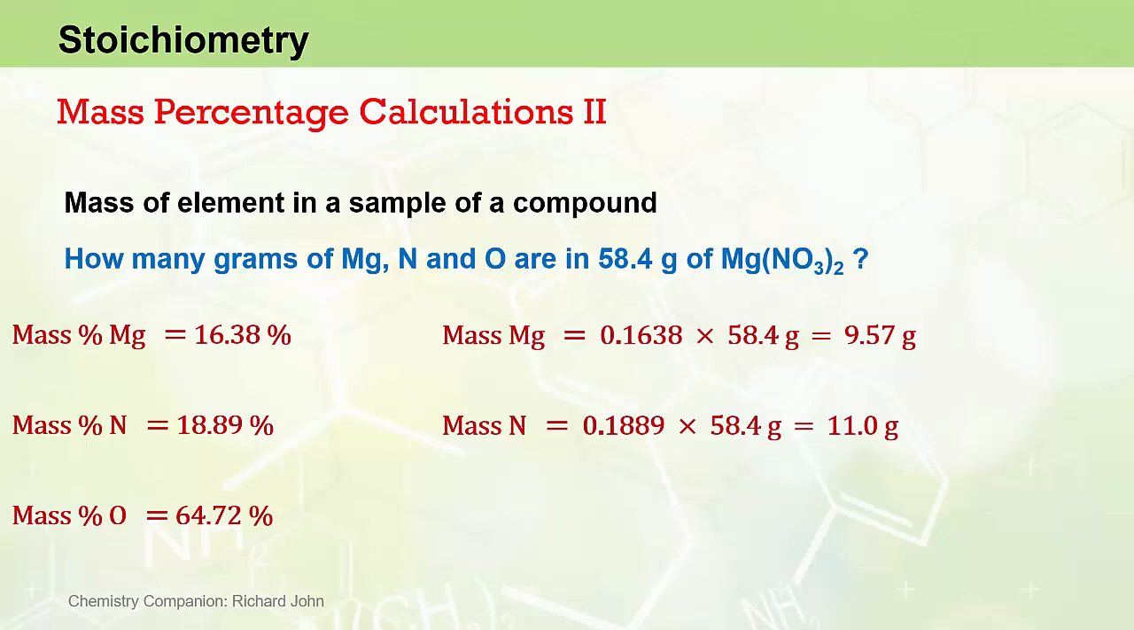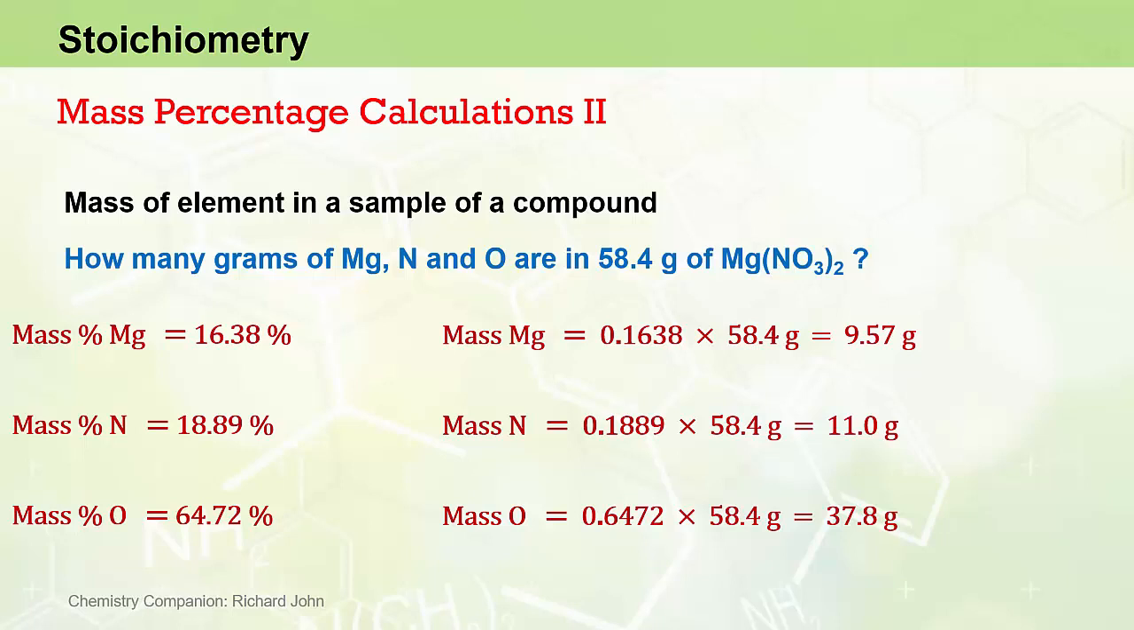Similarly, for the mass of nitrogen, we convert the 18.89% into its decimal form of 0.1889, and so the mass of nitrogen will be 0.1889 times 58.4 grams, which equals 11.0 grams. And finally, for the mass of oxygen, we convert 64.72% into its decimal form of 0.6472, giving the mass of oxygen to be 0.6472 times 58.4 grams, which equals 37.8 grams.